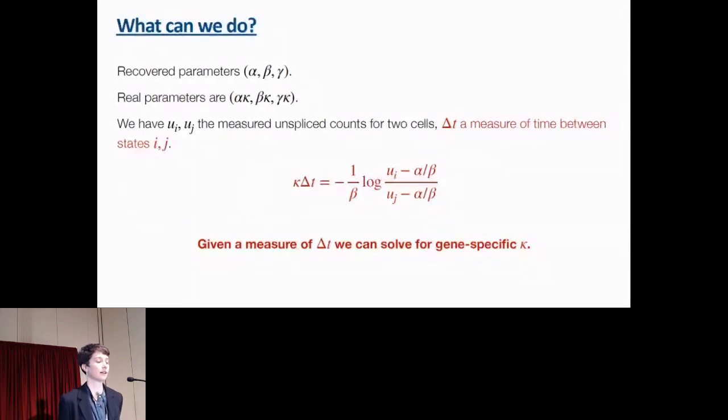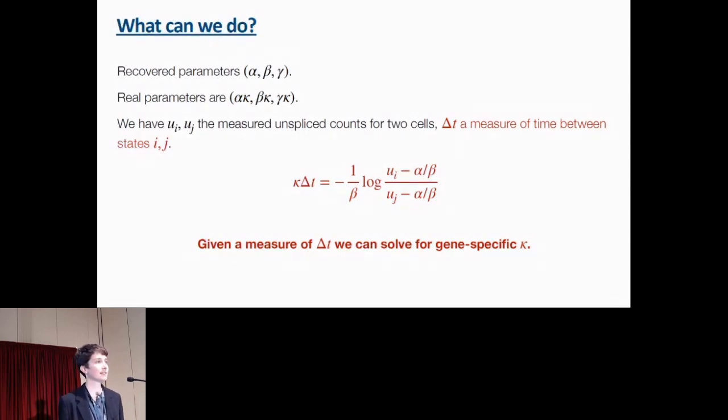What can we do? Let's say that we have the recovered parameters alpha, beta, gamma, and the true parameters are now kappa alpha, kappa beta, and kappa gamma. And that we have 2 cells. So let's take 2 cells, UI and UJ, the measurements of unspliced counts for these cells. And let's assume that we also have delta t, a measure of time between these 2 cells. Now what we can do is rearrange the equation of u as a function of t that we simply get from the ODEs, so that we have this equation that you see in red, where on the left we have kappa delta t, and on the right we have only parameters that we know or that we recovered.